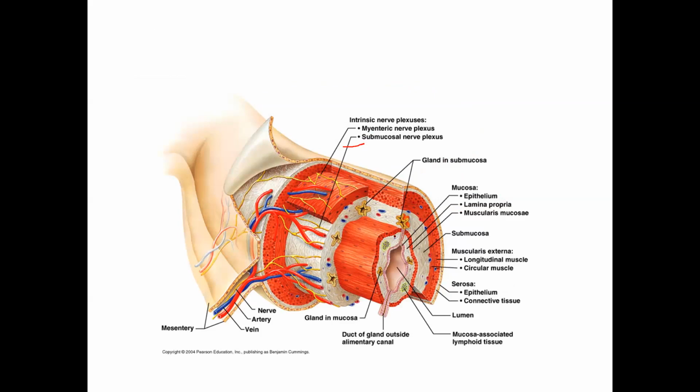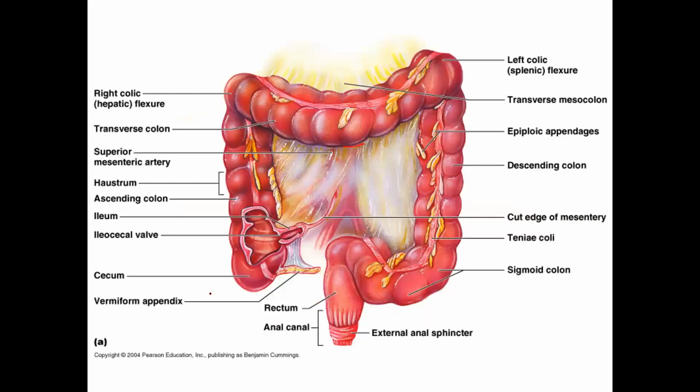mucosa from here all the way down to here, and here's the submucosa, and then the muscularis externa and a serosa. Two layers of serosa make a mesentery. Good. All right. The large intestine structure is much easier, okay?